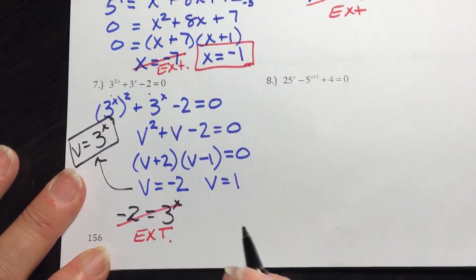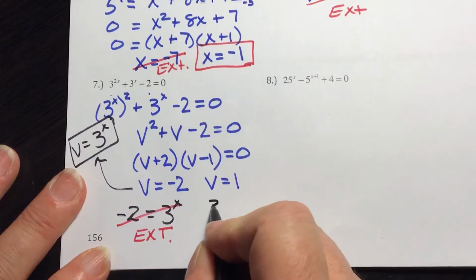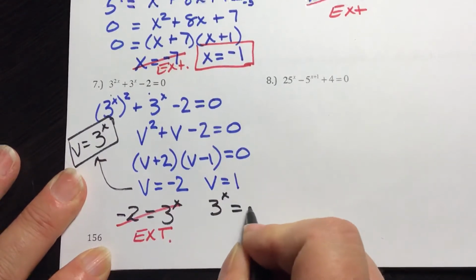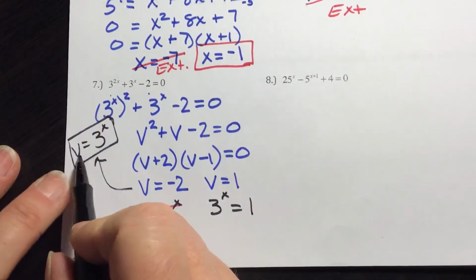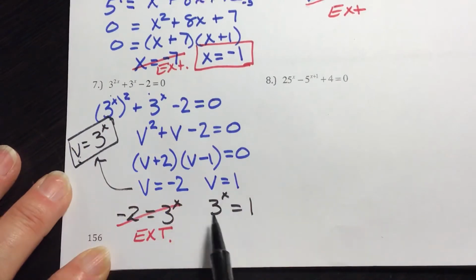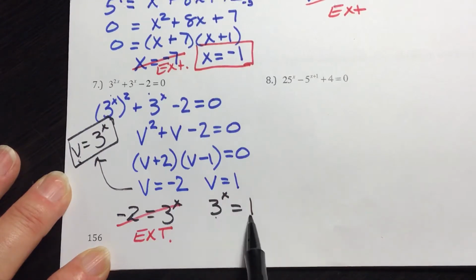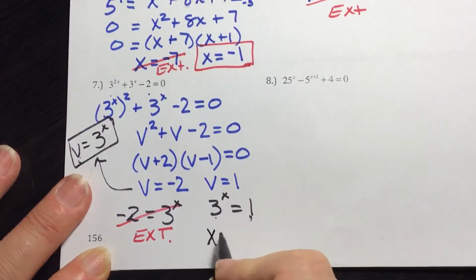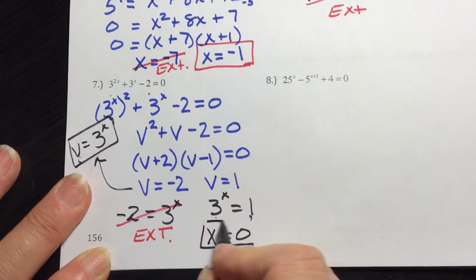And then I'm going to check 3 to what power is 1. I'm plugging in 1 for v here. And just thinking about this, any number to the 0 power would give me 1. So x has to equal 0 here.